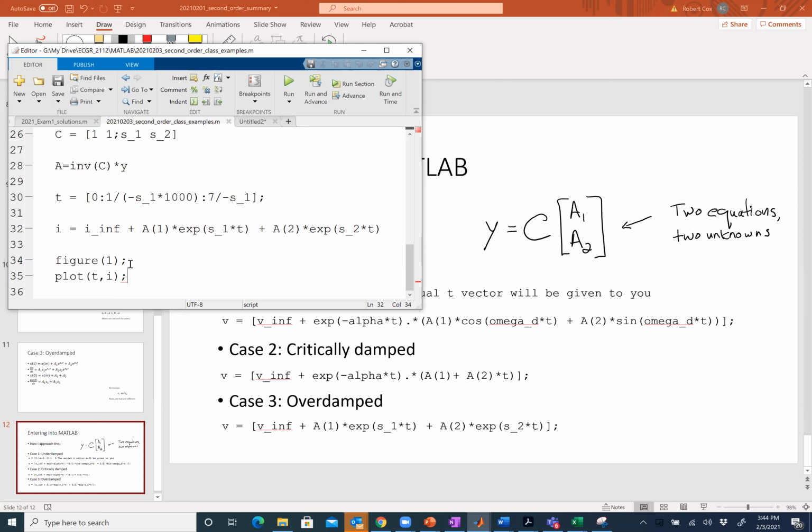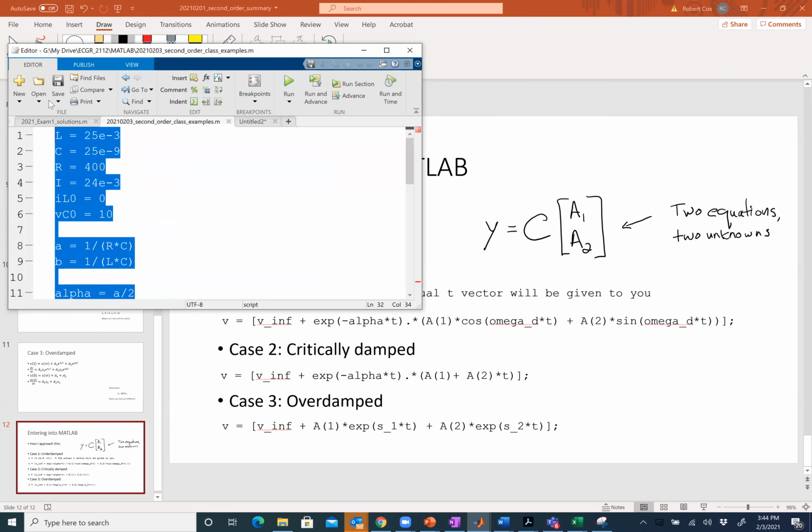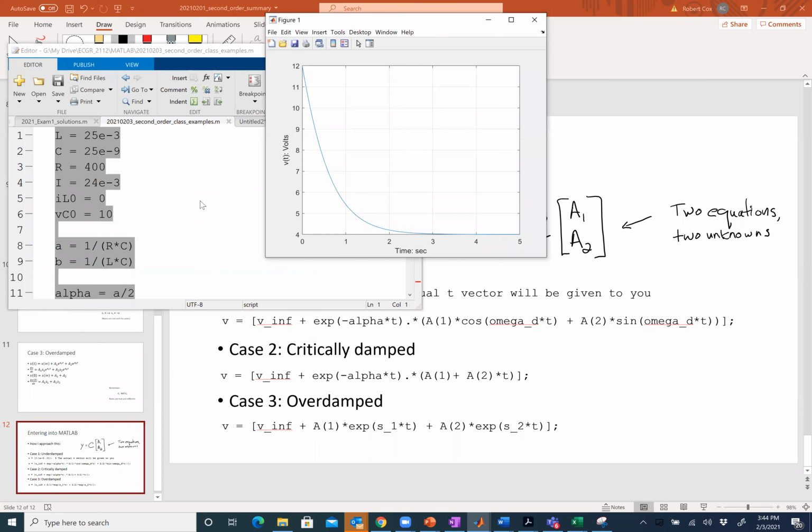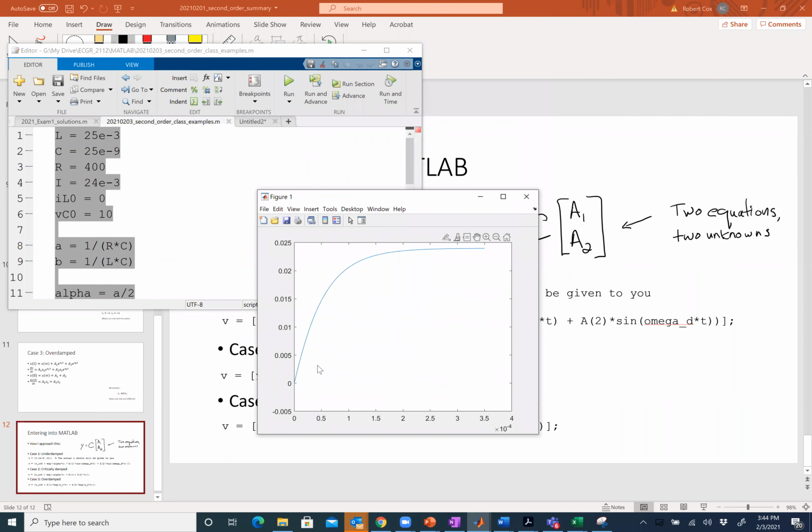So let's do this. What I do is I highlight all of that. I right click, evaluate selection, and there he is. Okay, so let's take a look at this picture. What I just plotted was the current there. Let's see if it makes sense, right?